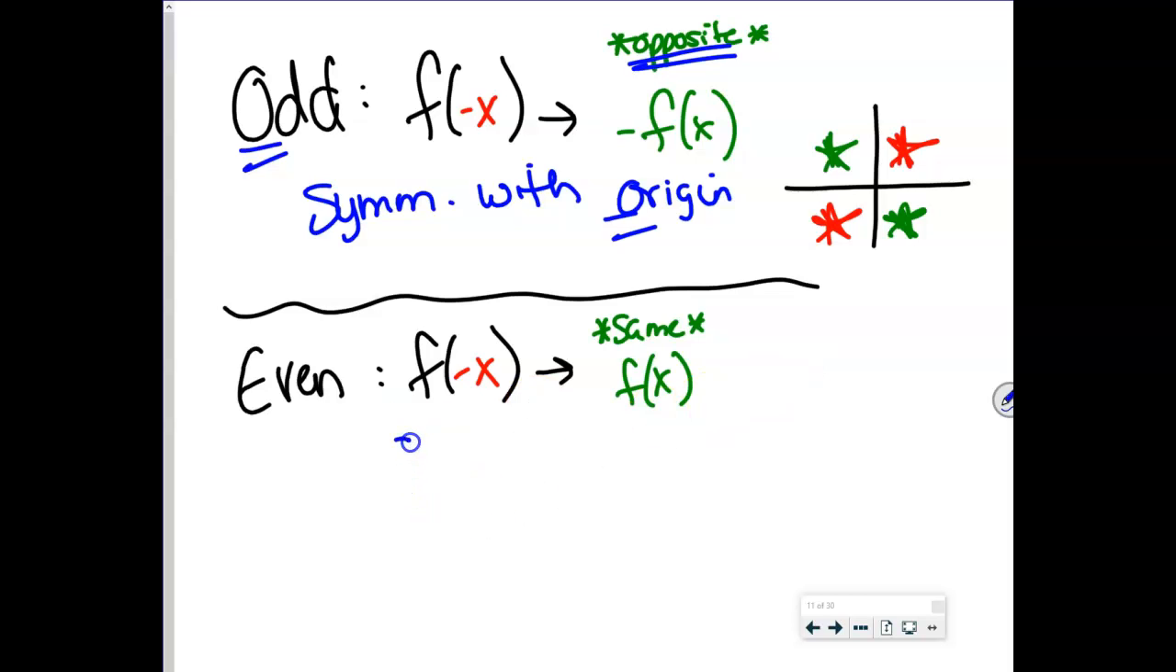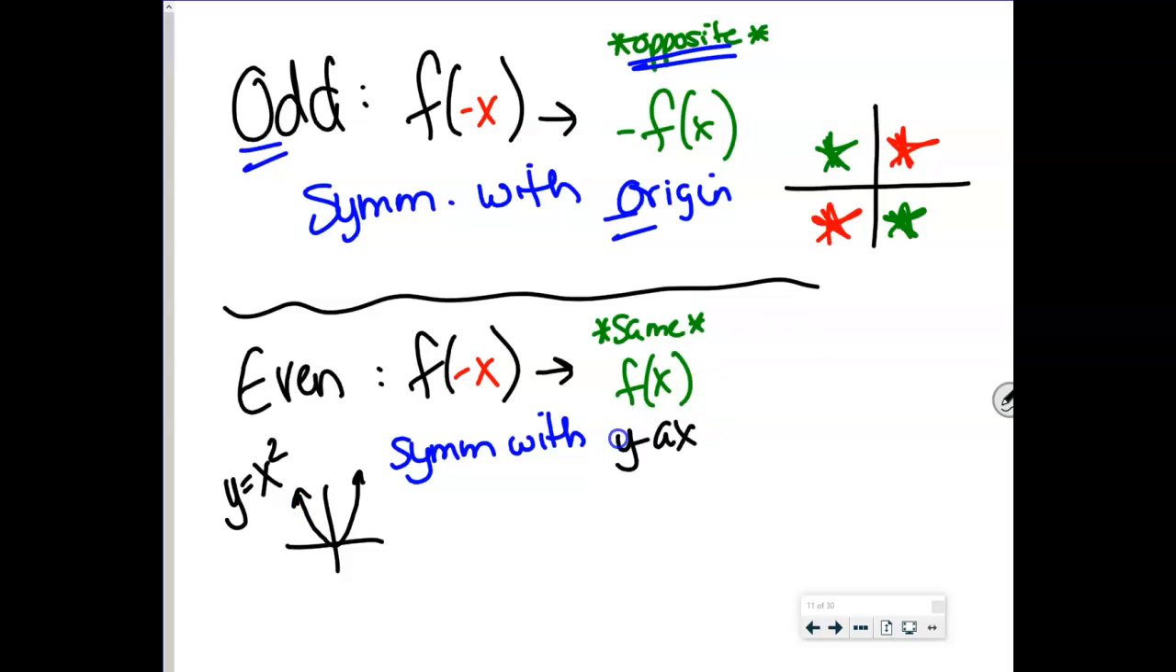So talk about symmetry. Even functions are symmetrical how? X or Y? It's one of them. Which one is it? And if you forget, think about your world's favorite symmetrical even function, the normal mama parabola. Mama parabola looks like this. So you tell me what she's symmetrical with. Y. The y-axis. Yes, very good.